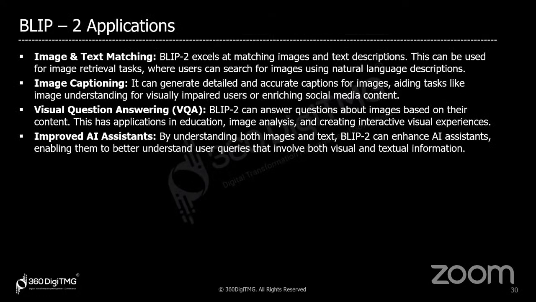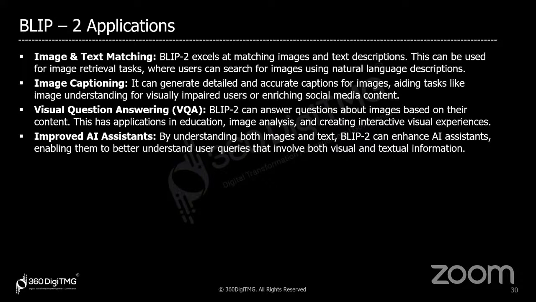So these are the applications with respect to BLIP. First is image and text matching. Yes, we can match images to text between the two. BLIP-2 excels at matching images and text descriptions. This can be used for image retrieval tasks, where users can search for images using natural language descriptions.